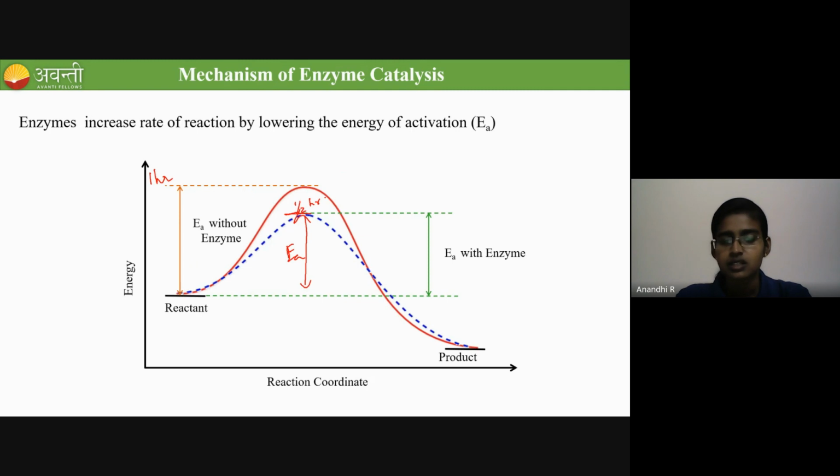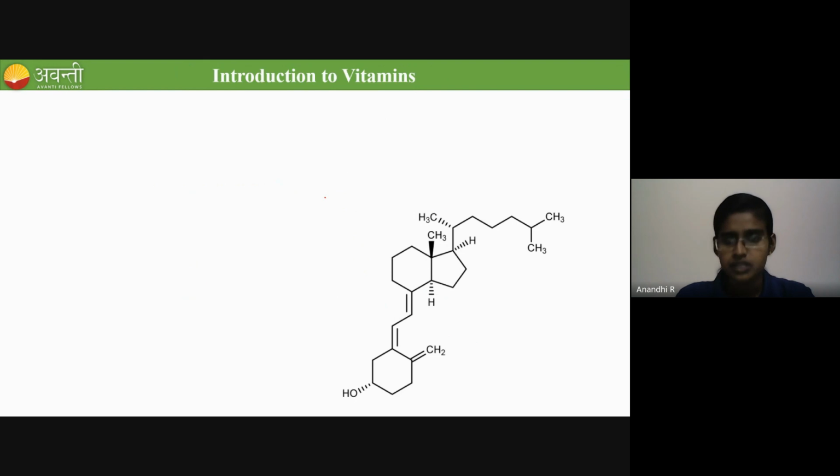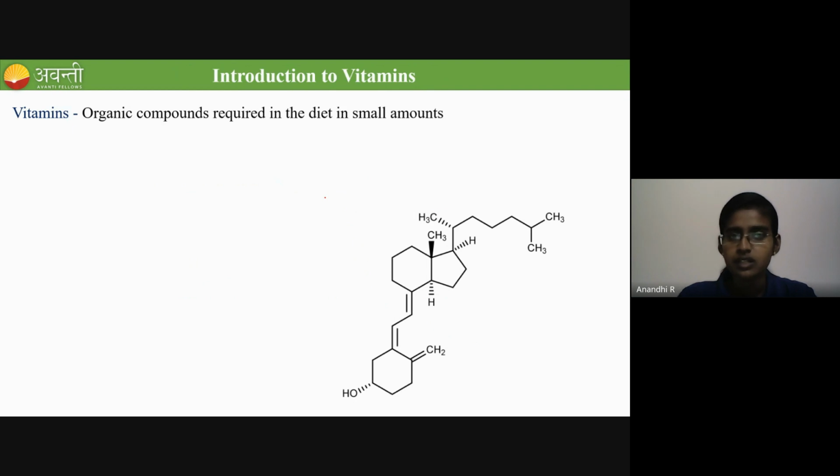Yes. So the enzyme part is over. Very small topic. Now the fourth biomolecule of this lesson is vitamins. So what are vitamins? You can see a structure of vitamin here, an example of a structure of vitamin. They are the organic compounds required in the diet in very, very small amounts.